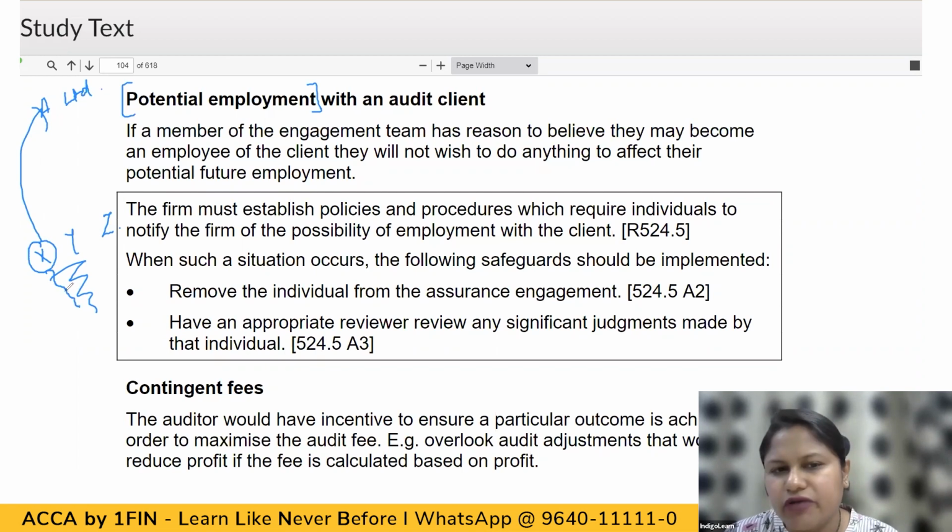One member of the audit team, there could be a possibility, and it's very common also, that while you're doing the audit, A Limited, the client of us, could actually get impressed by the way in which you're working, or they like the work that you're doing. So they could sometimes also give you an offer for employment.